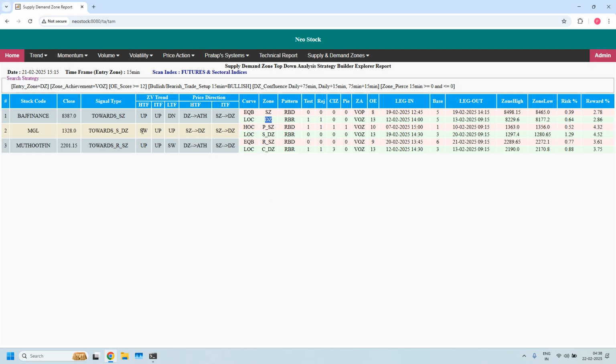And daily trend is up in the first stock and third stock. And among those stocks, if any of the daily demand zones are having daily EMA confluence, those stocks are having even more highest probability to get the success. Let's verify.